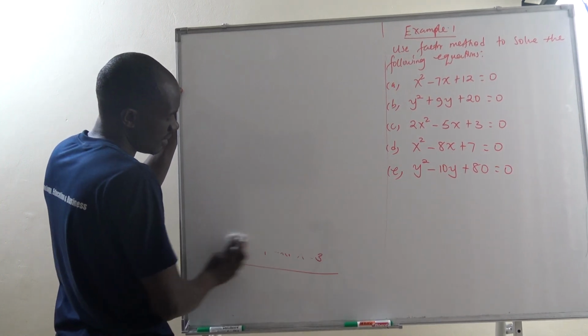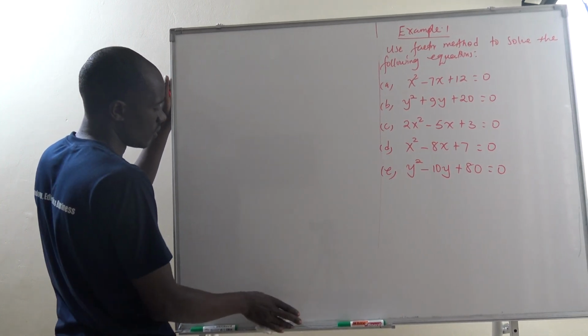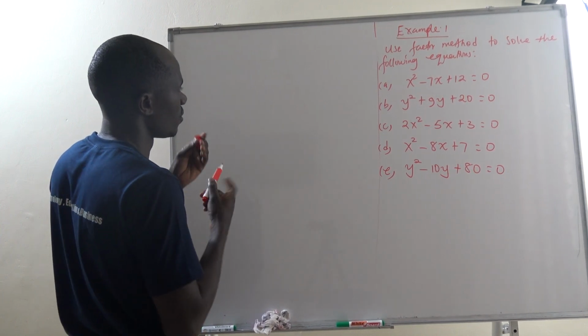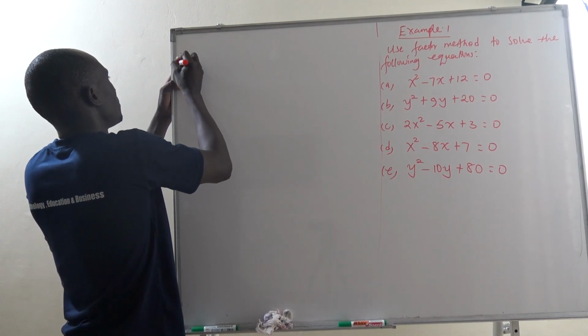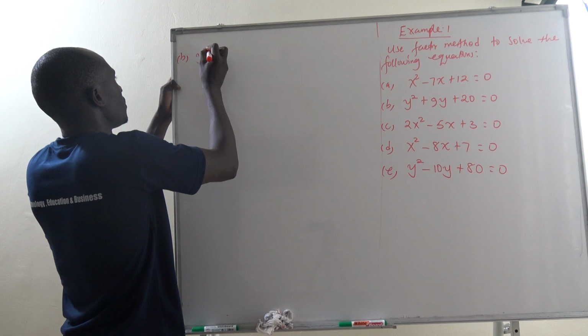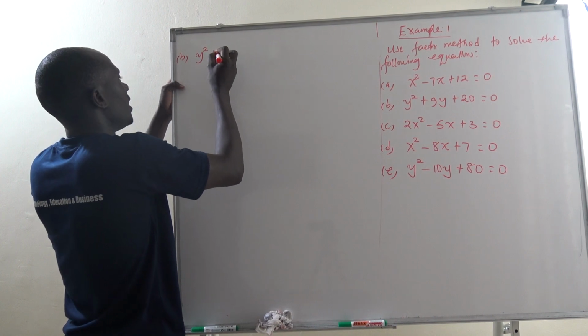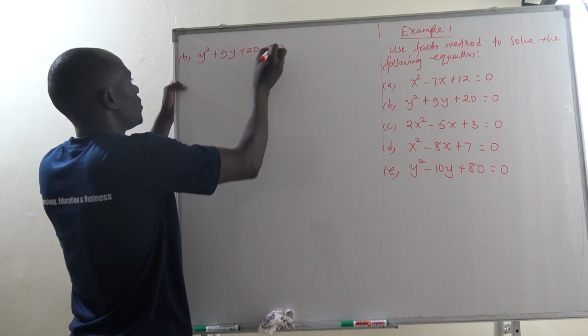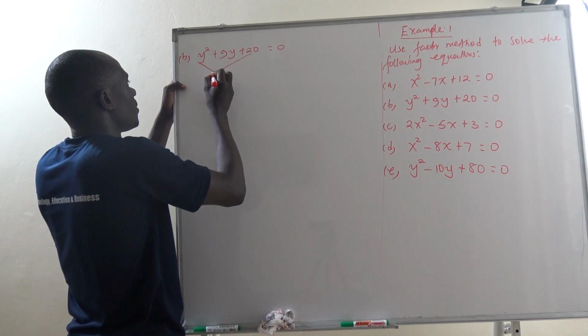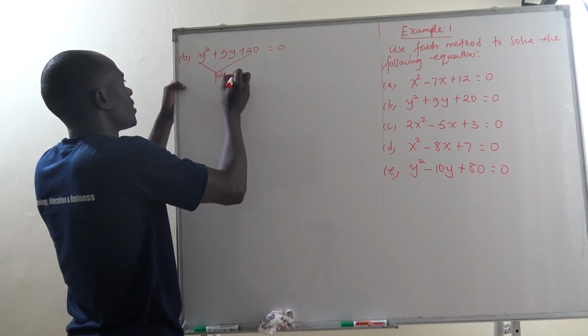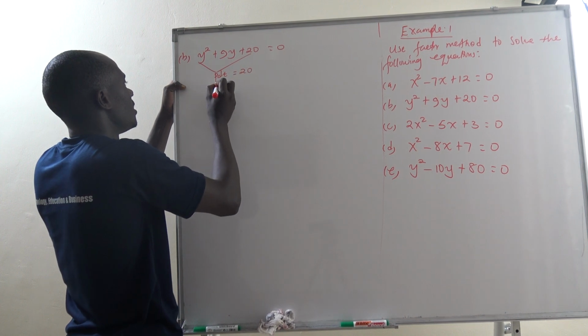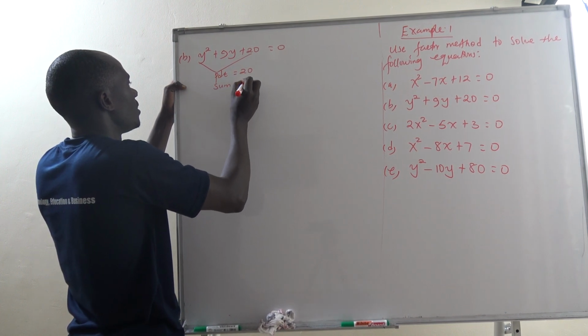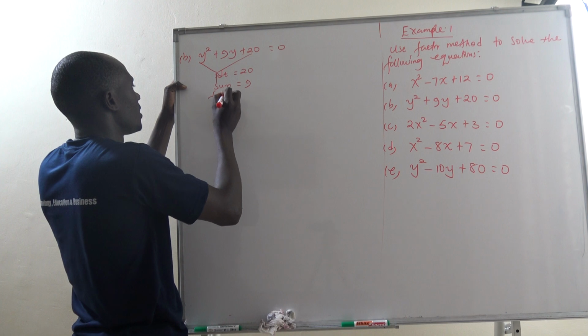Solution for part B goes y squared plus 9y plus 20 equals 0. So can we look at the product? Our product equals 20. What is the sum? Sum equals 9.